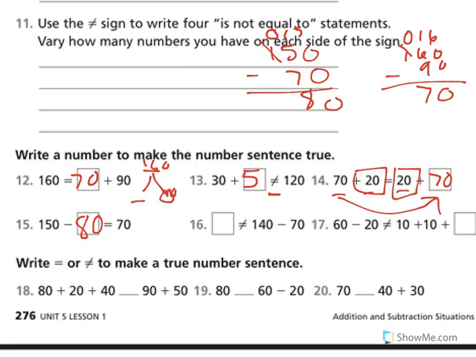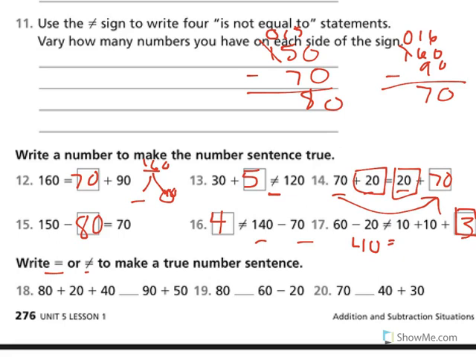This is another not equal to, so it has to be anything besides 70, because I know 140 take away 70 is 70, so we could do maybe like 4. That's true. 4 is not the same thing as 70. And then 60 take away 20 is not equal to 10 plus 10 plus something. So first, what is 60 take away 20? It's 40. So 10 plus 10 is 20. So the thing that cannot go in here is 20. So let's do like 3. Cool.